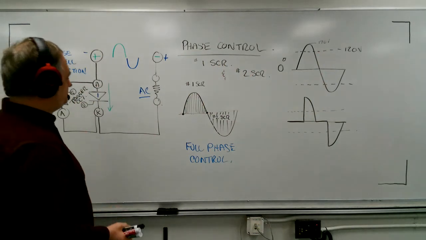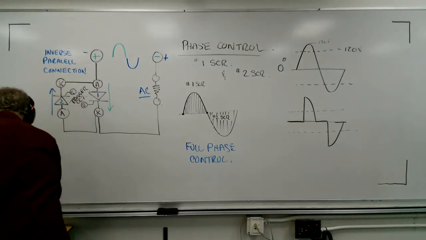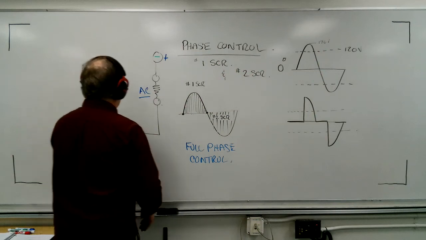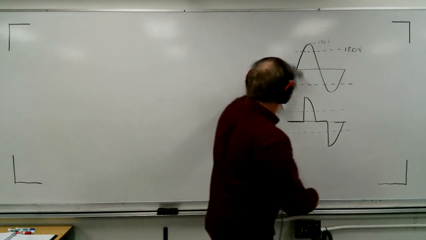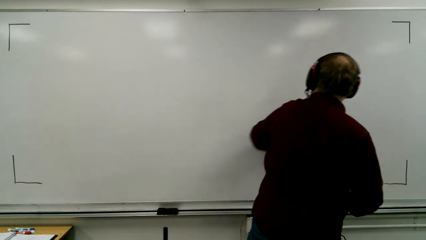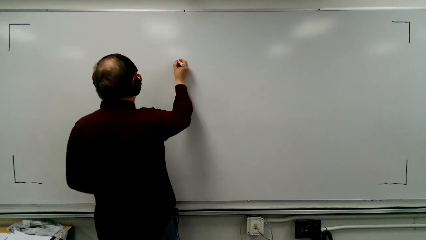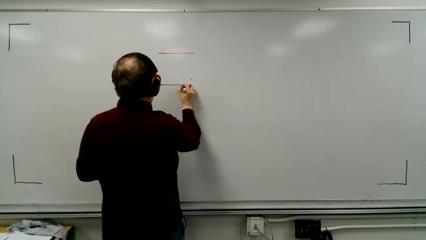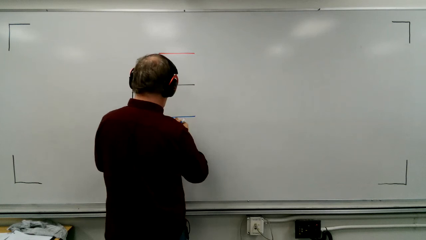Now, what would happen if I had a three-phase circuit? I'm not going to go into too much detail, but I will show you this. A three-phase circuit would simply mean that I would have line A coming in, line B coming in, and line C coming in like this.